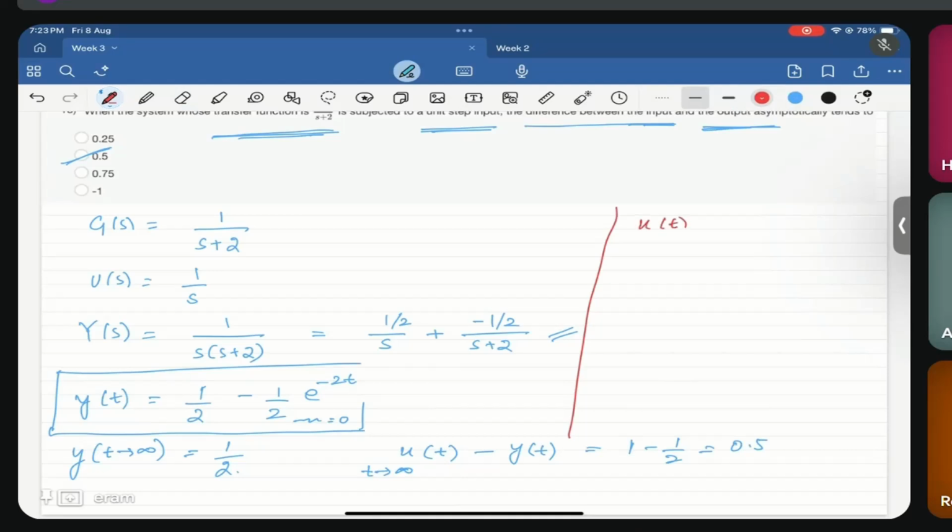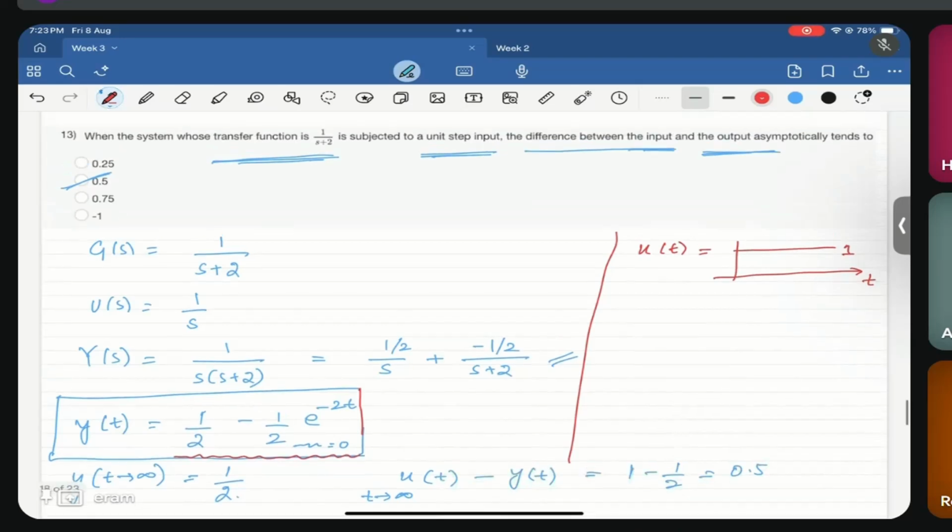So what do you mean by step input? Step input means for all t the value is 1, right? And y(t), here also, from the equation you can find out that as t tends to infinity, the value of output, y at infinity, will be 1 by 2. Now how I have drawn it, so you see, on the x-axis we have t, on the y-axis we have y(t), right?